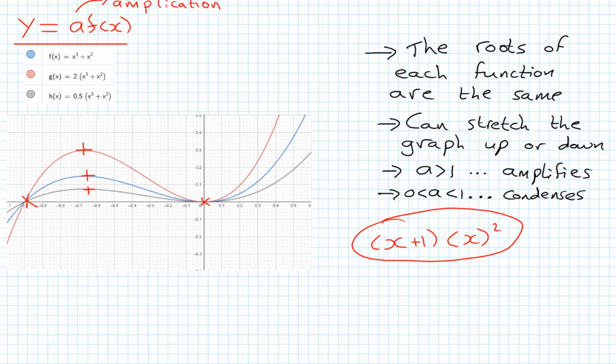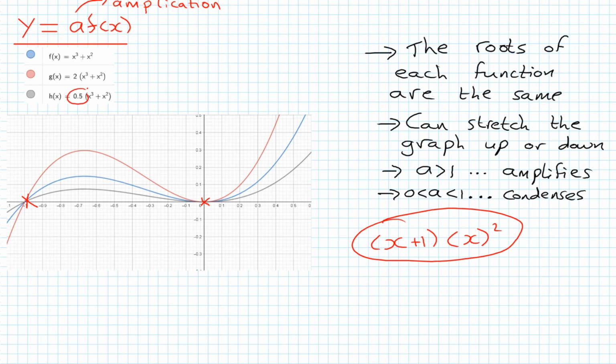So if you actually got up your calculator or measured this, you'd see that the elevation is twice as big here. So let's say it's about 1.5, and then this max is exactly 3. And then what we can see from here to here is it's actually a half, or divided by 2, down here. So it's about 0.75. So we can see that the roots are exactly the same, or it doesn't change where it cuts the x-axis. However, the points are amplified or condensed depending on the number we multiply it by.